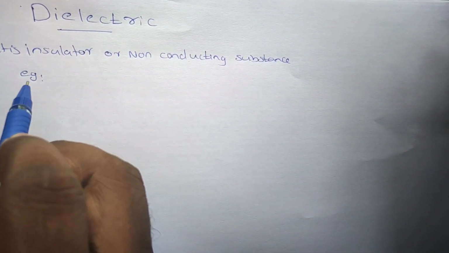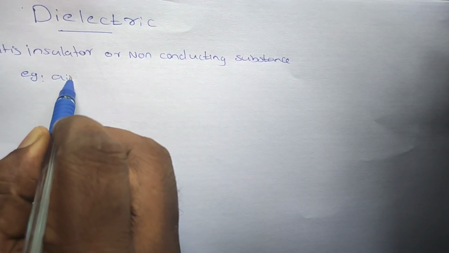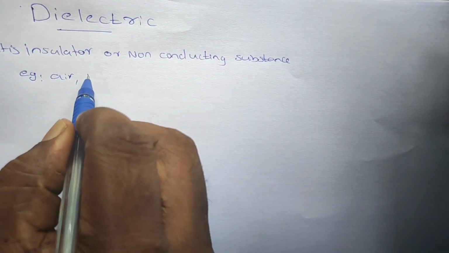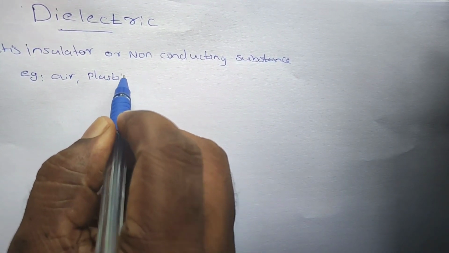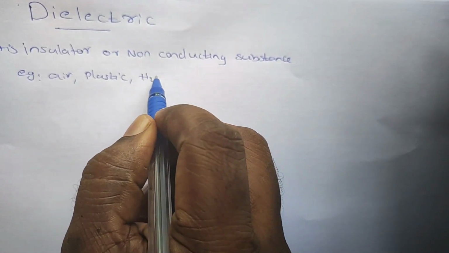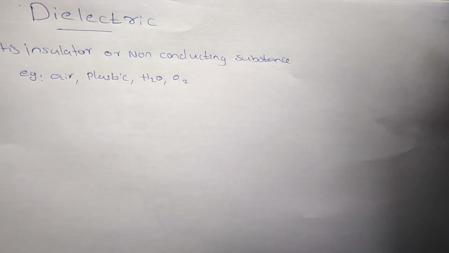So what is an example of a dielectric? Dielectric examples we can take as air. Air is a dielectric substance. Plastic. Then water. Oxygen. Hydrogen. These are all dielectric substances.